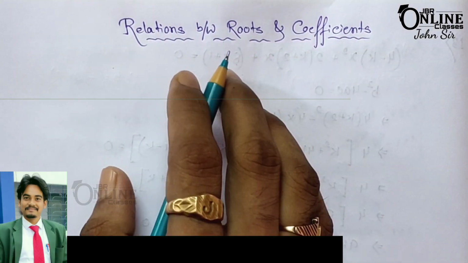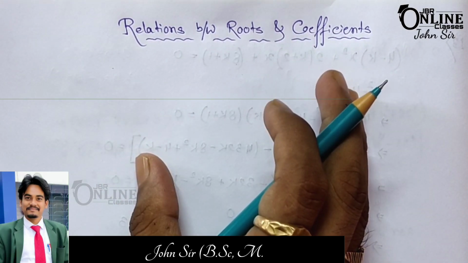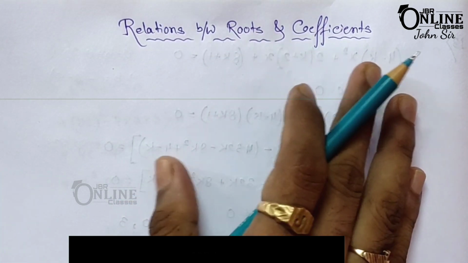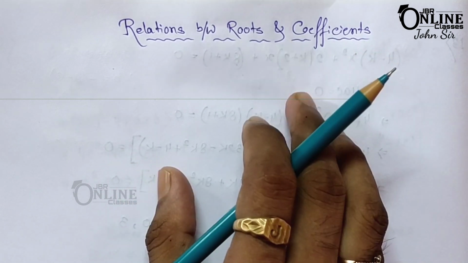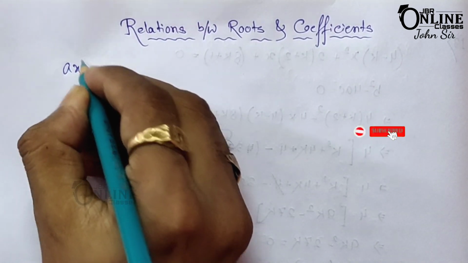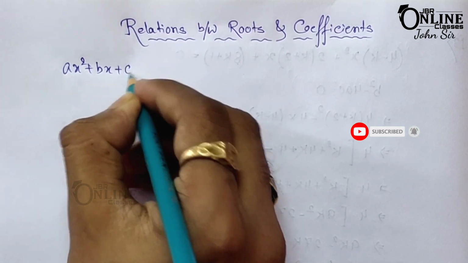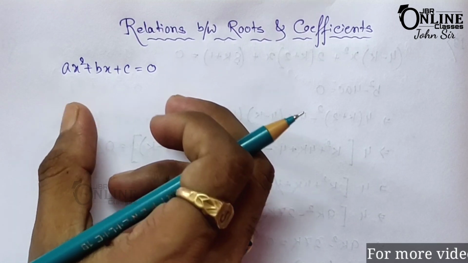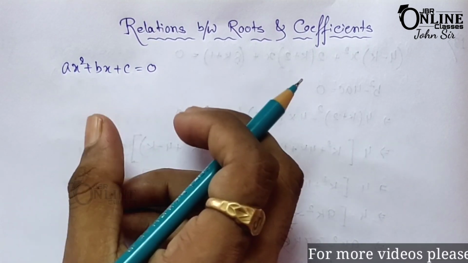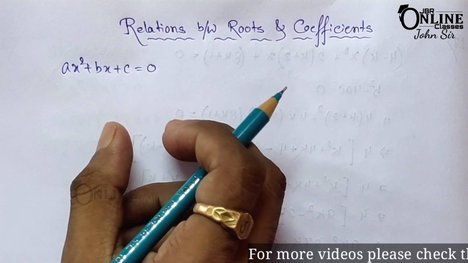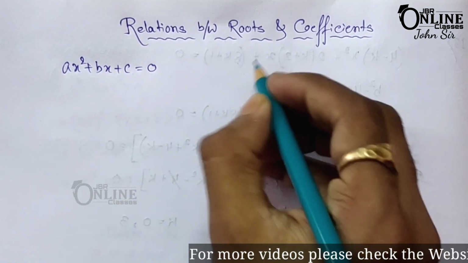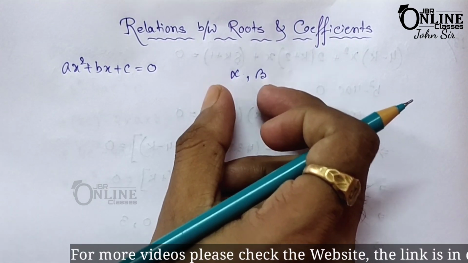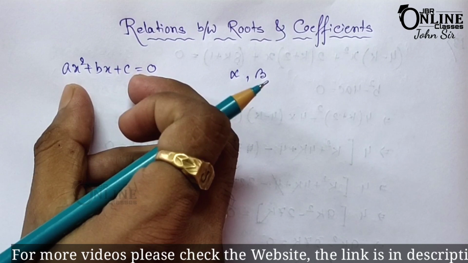So hello everyone, now in this video I am going to start exercise 6.4. In exercise 6.4 there is the relation between roots and coefficient of a quadratic equation. Suppose you have ax square plus bx plus c equal to 0 as your given quadratic equation. Then you know the value of x will be the roots of the quadratic equation. Suppose alpha and beta be the two roots of this quadratic equation.